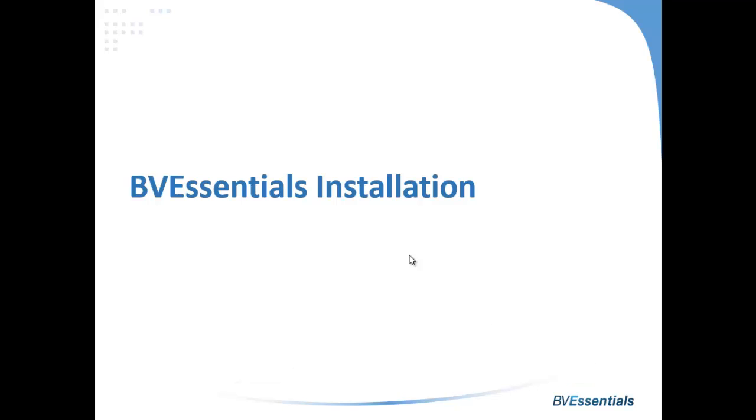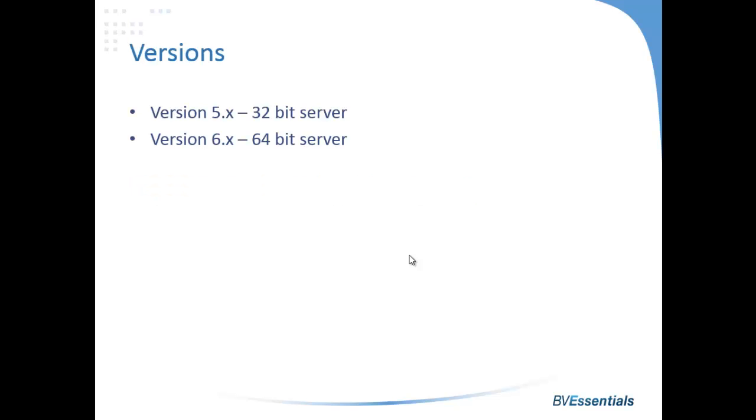In this video, we're going to go through how to install BVEssentials. There are two different versions of BVEssentials available on our download site, and you can get that information from your Business Vision business partner as to where to get it from. But we have version 5 and version 6.